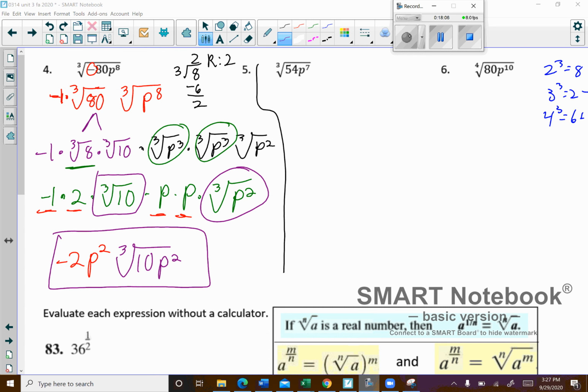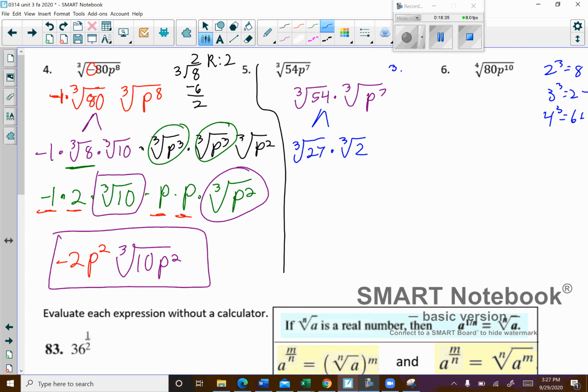All right, so looking at the next one, pretty similar concept. So I'm going to go ahead and break this up. So let's see, we'll have the cube root of 54 times the cube root of p to the power of 7. And so let's see, 54 is divisible by 27. So I think we might have seen that on the previous page actually. So let's see, cube root of 27 times the cube root of 2. And then p to the power of 7.